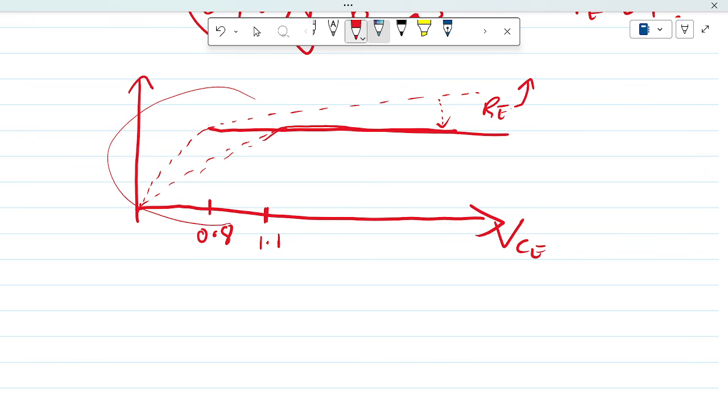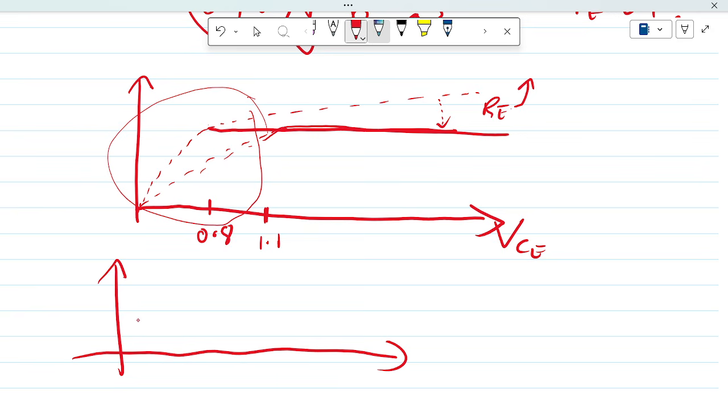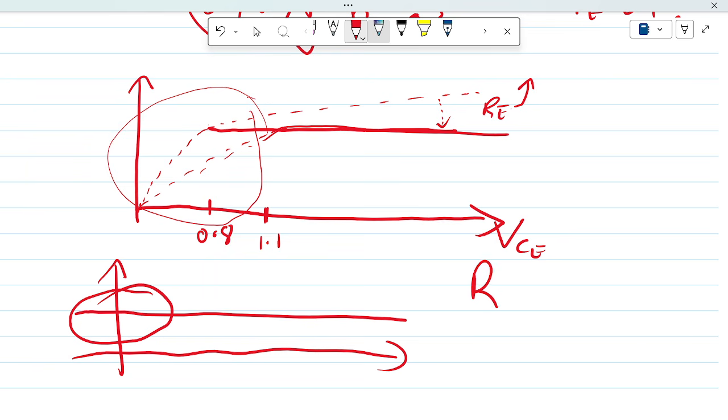So gradually I'm deviating from the ideal current source, which should be like this. I'm getting the slope, but I'm losing this part of the current source behavior. So that is why using an emitter degeneration resistor is not ideal.